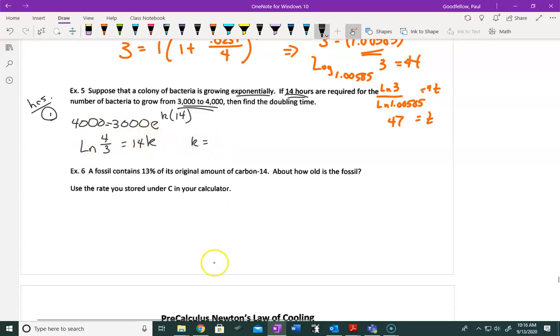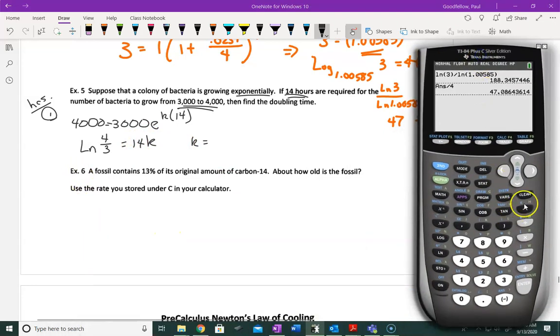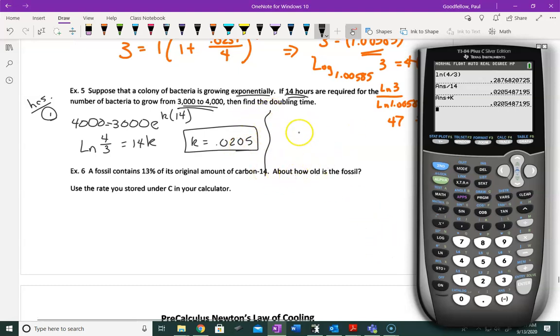And k in this case is going to end up coming out to be, let's see what the calculator has to say. The ln of 4/3, and then take that answer and divide by 14. Now I've got a nice value, so I'm going to store it as alpha k so I can use it later, and that is 0.0205. Your calculator becomes the storage device, your paper becomes where you keep your ideas down.